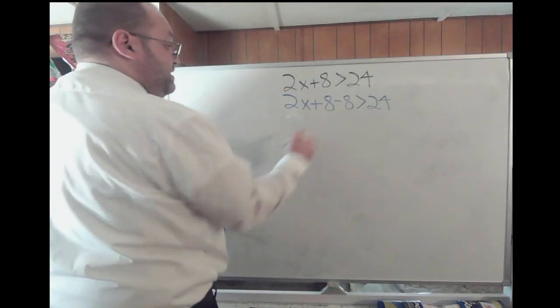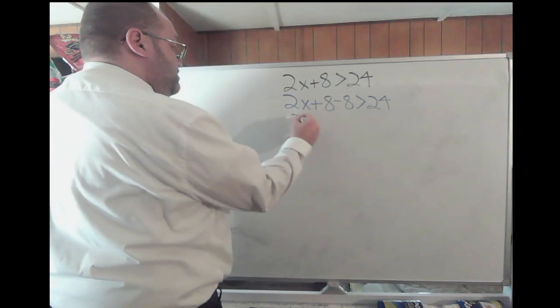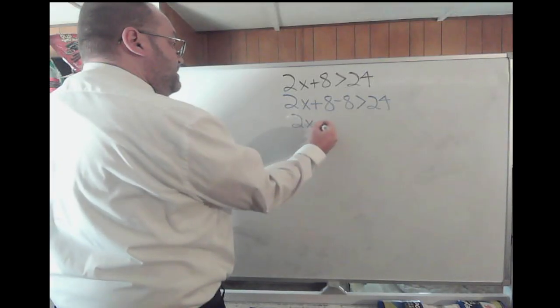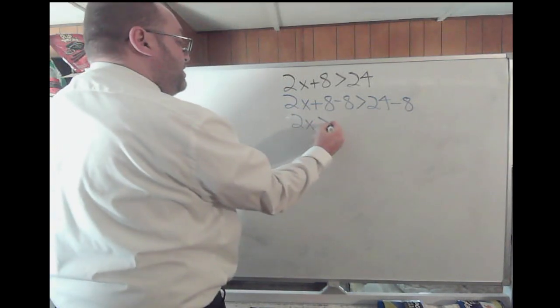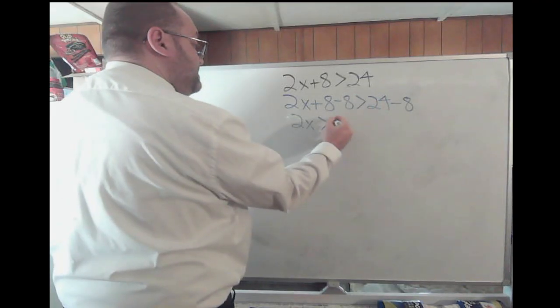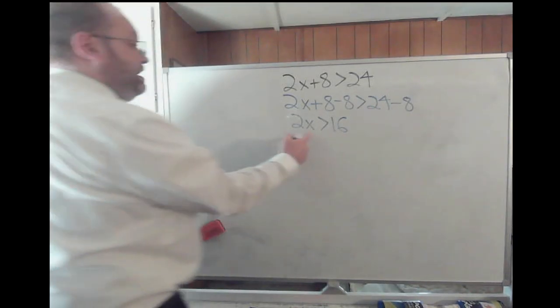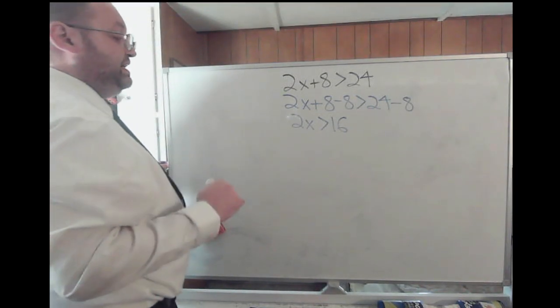So 8 minus 8 on the left is 0. You'll just have 2x by itself. So you have 2x. Whoops, I almost forgot the minus 8 on the 24. That'd be greater than 24 minus 8, which would be 16. So now we have 2x is greater than 16.